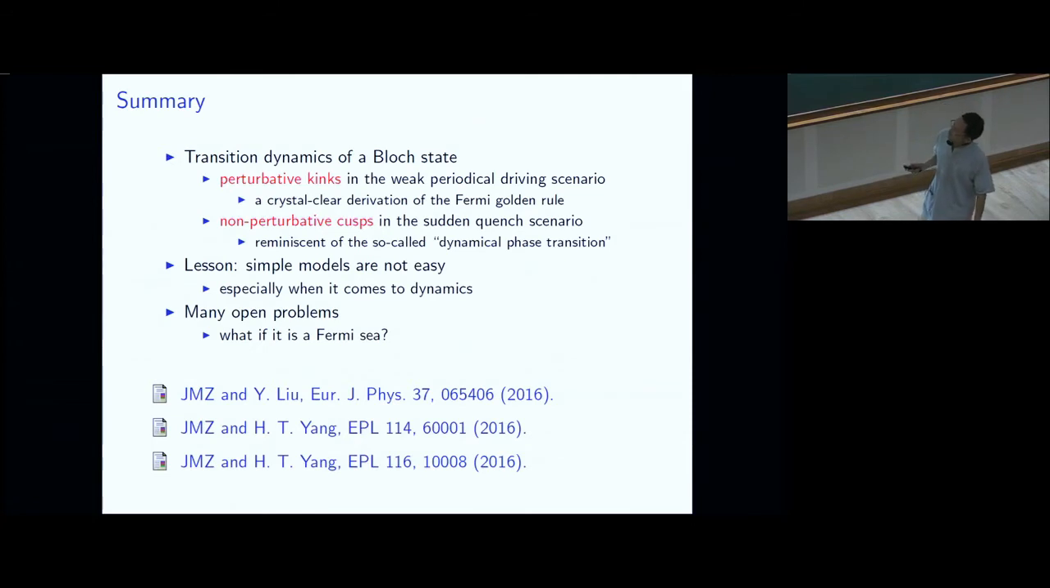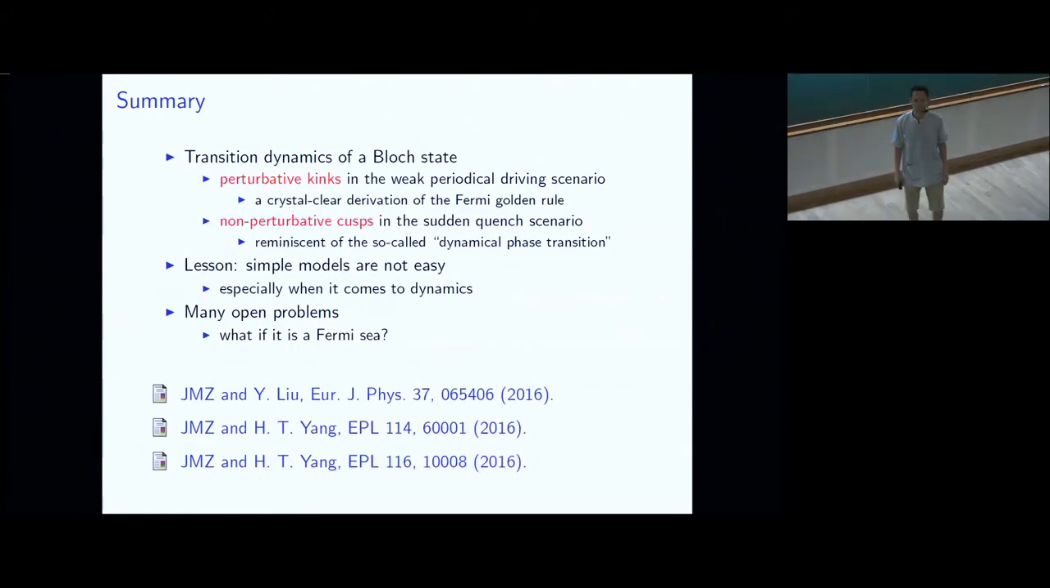And the problem can have many generalizations. For example, here we have only a single particle, which populates only a single Bloch state. You can also imagine that you have many particles, non-interacting, and they fill a Fermi sea. And then you quench it suddenly or periodically drive it at some point. In this case, we also have very interesting observations. We don't have time to go into the details. Yeah, thank you.